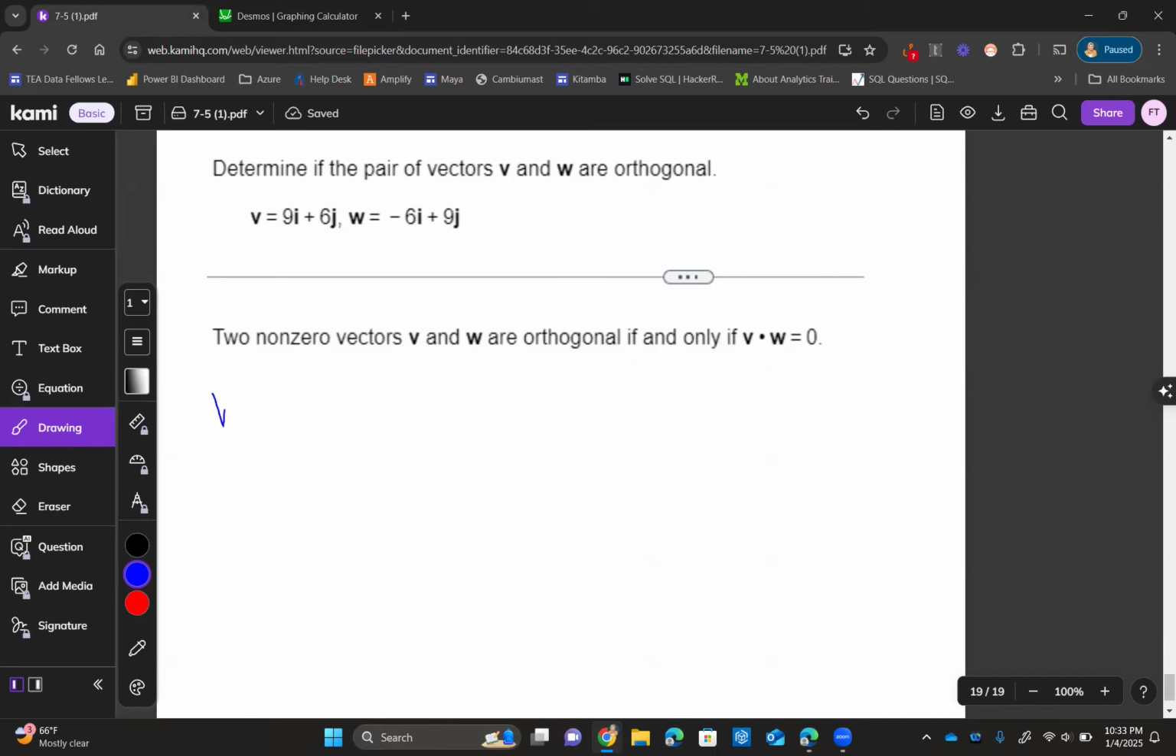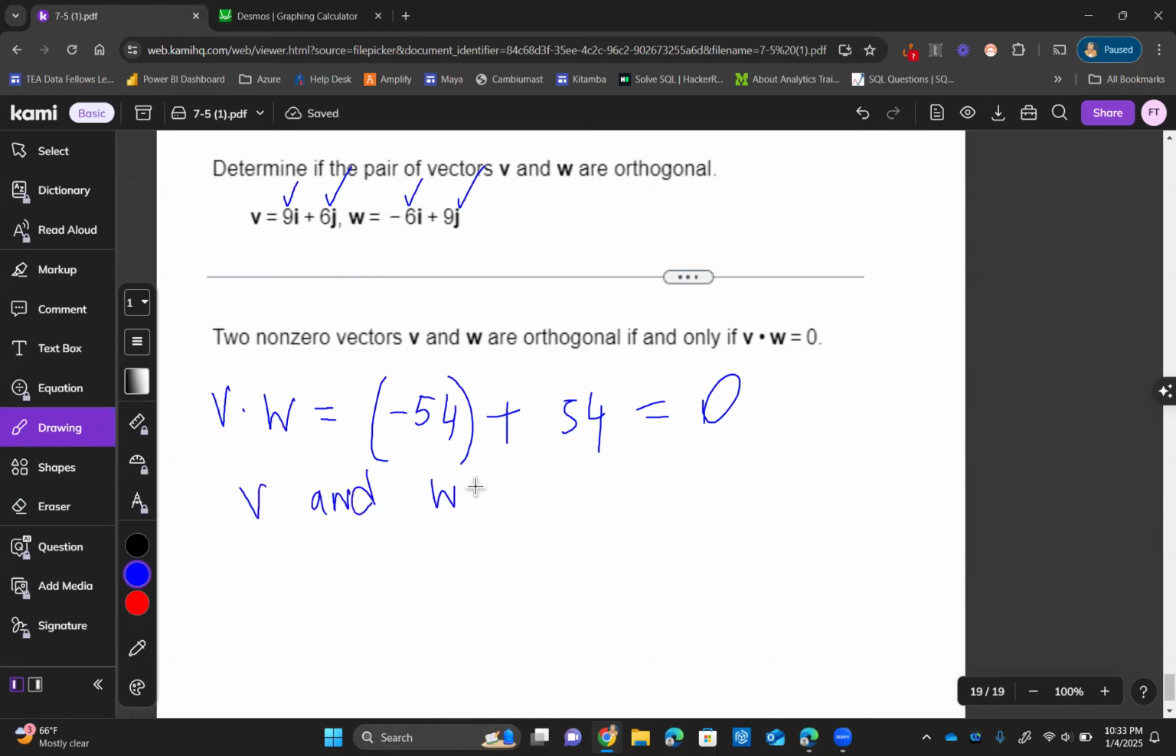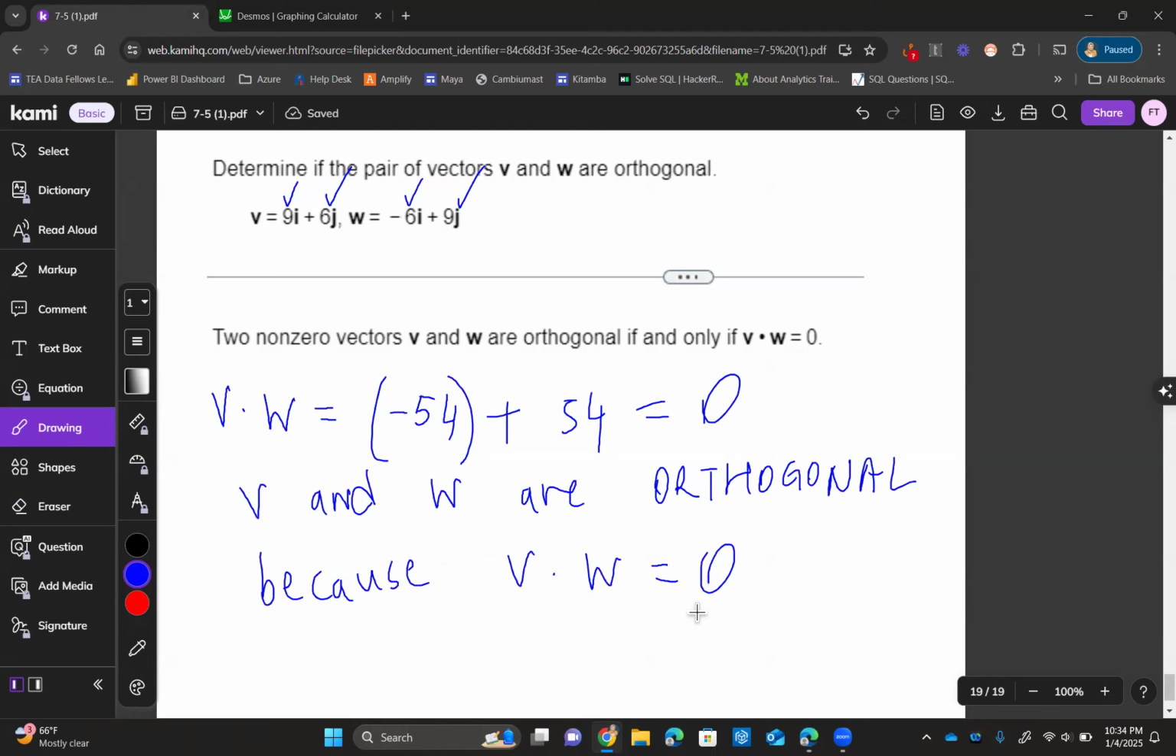So let's calculate the dot product between them. I need to multiply 9 by negative 6, which is negative 54. And then we're going to multiply 6 by 9, which is positive 54. And we add them up. The dot product is 0. We're going to say v and w are orthogonal because v times w is equal to 0. And this is all I want to cover for 7.5.